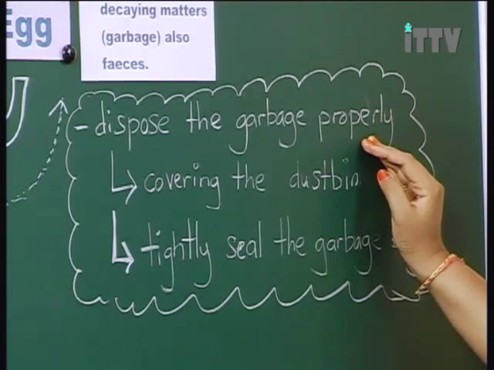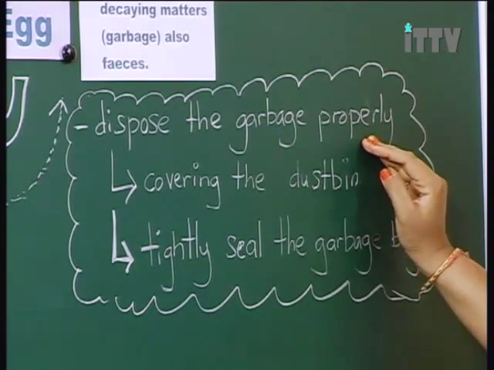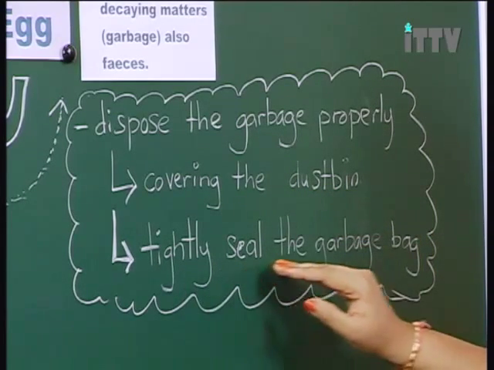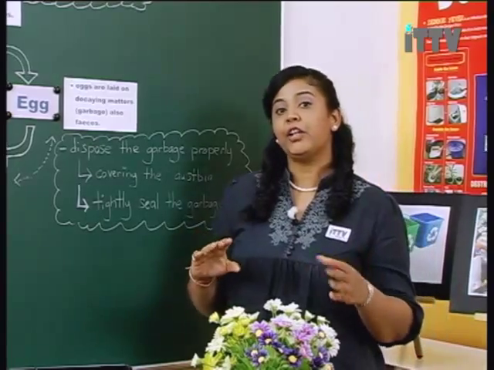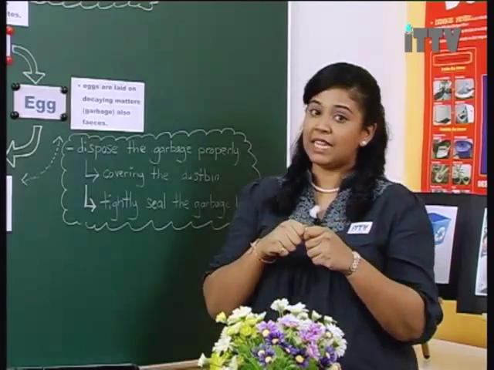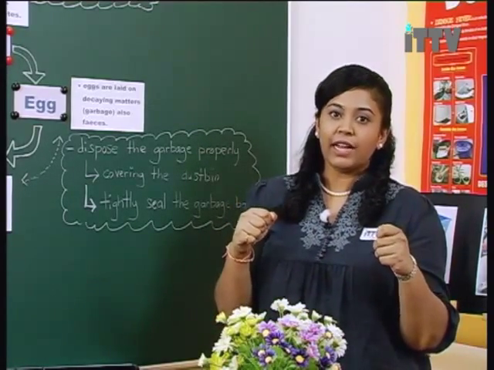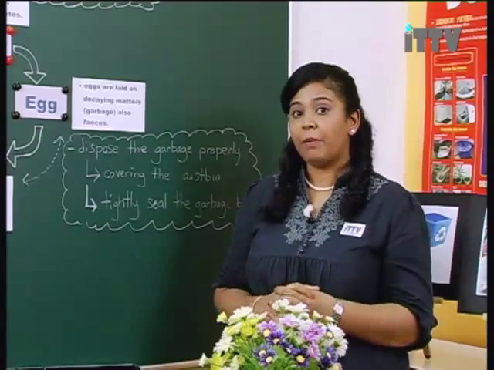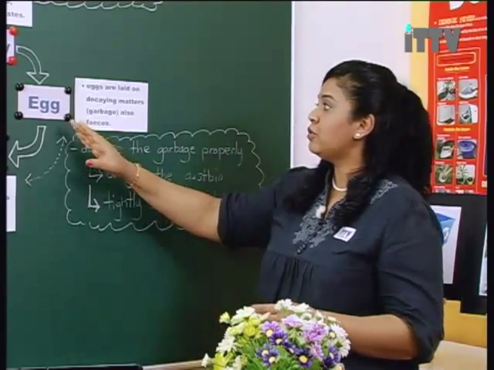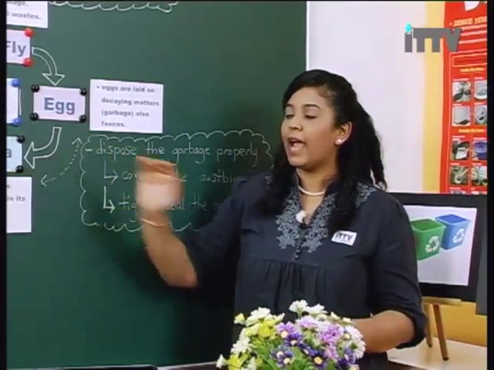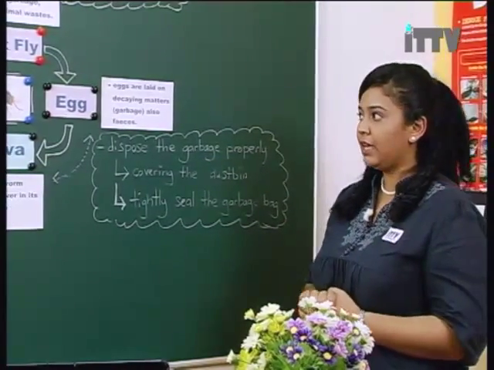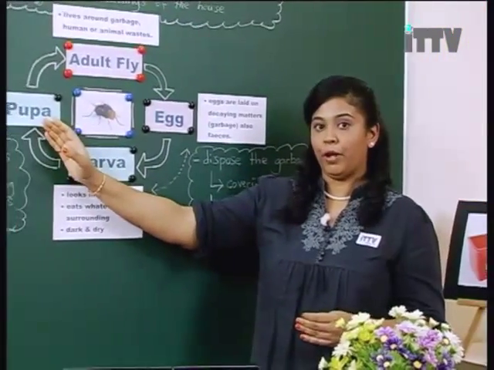How can we dispose of it? Before we dispose, we have to do certain things. That is covering the dustbin and tightly sealing the garbage bag. By covering it, you are actually keeping the fly from coming to it. And by sealing it tightly, you are not exposing the garbage to flies. So indirectly, we have seen one of the ways to eradicate egg and larva is by managing the garbage properly. Now let's look at when it is at pupa.